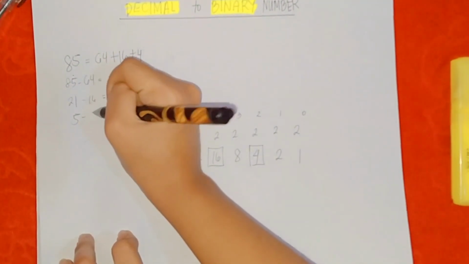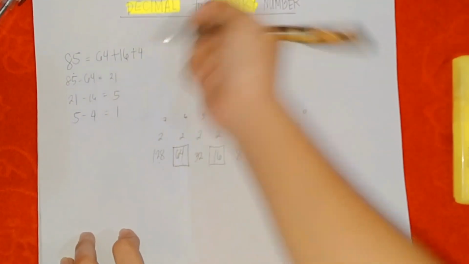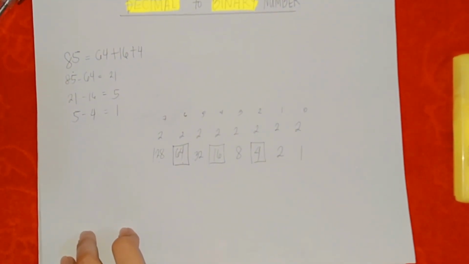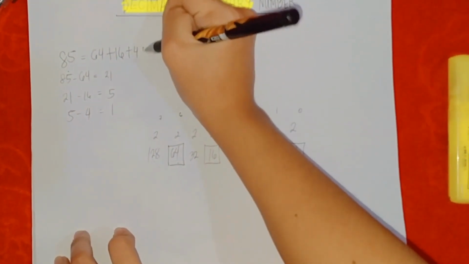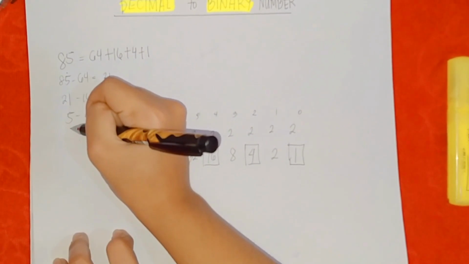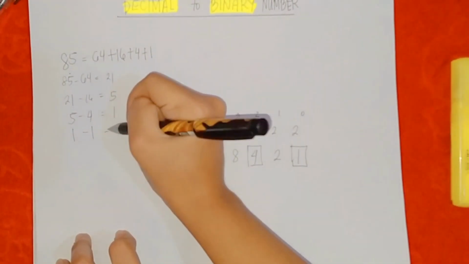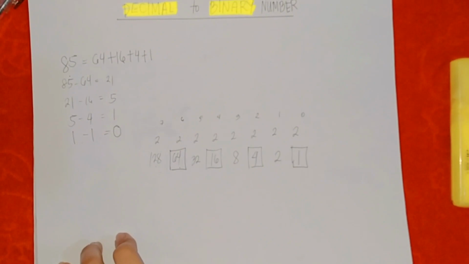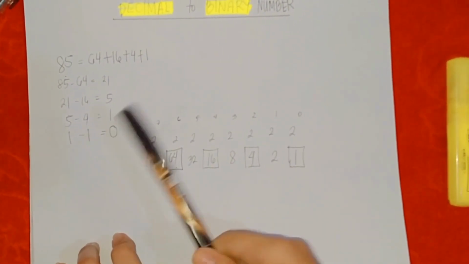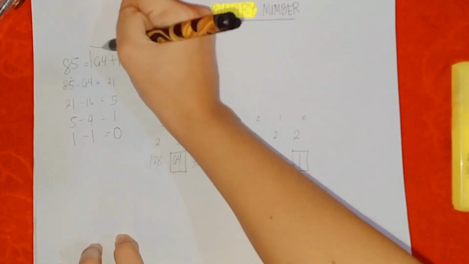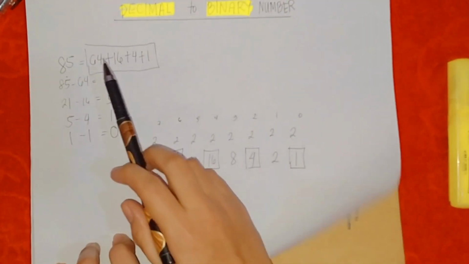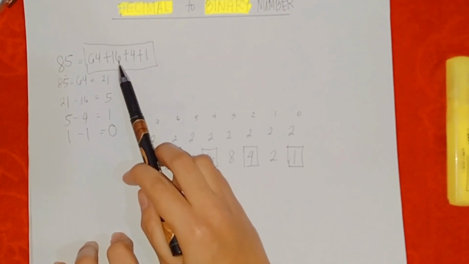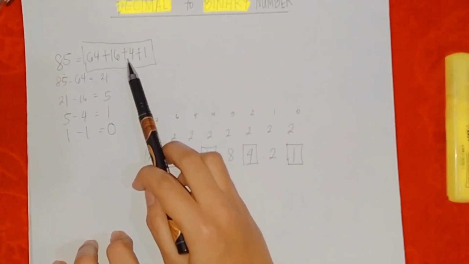5 minus 4 is equal to 1. And the next highest number that is less than or equal to 1 is 1. Let's put here 1 and subtract: 1 minus 1 is equal to 0. So we can stop here, because if we add these 4 numbers, it would be equal to 85. 64 plus 16 is 80, plus 4 is 84, plus 1 would be 85.